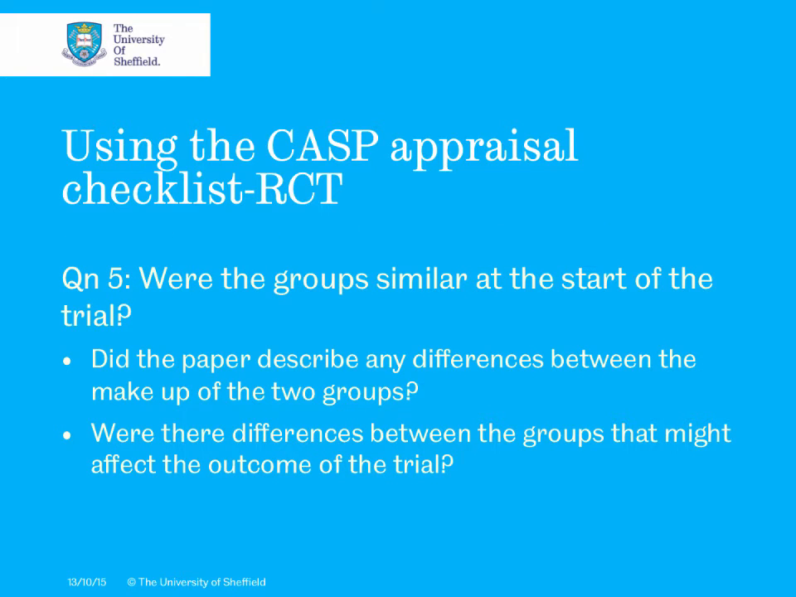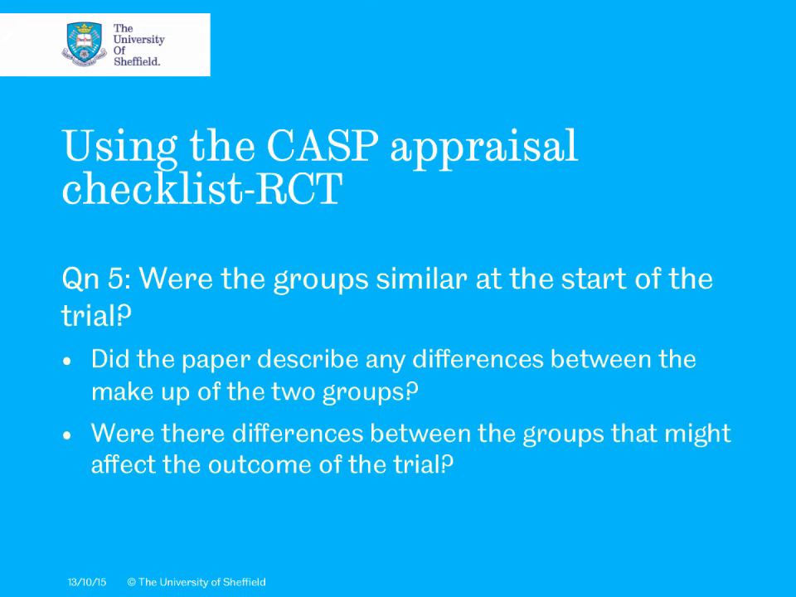Question 5 is about whether the control group and the intervention group were assessed to see whether their characteristics at the start of the trial were similar. This is important because any differences in the characteristics of the groups before the trial are relevant, because if you find differences between the groups at the end of the trial, you won't know whether those differences are due to the intervention or due to differences that the groups started off with.